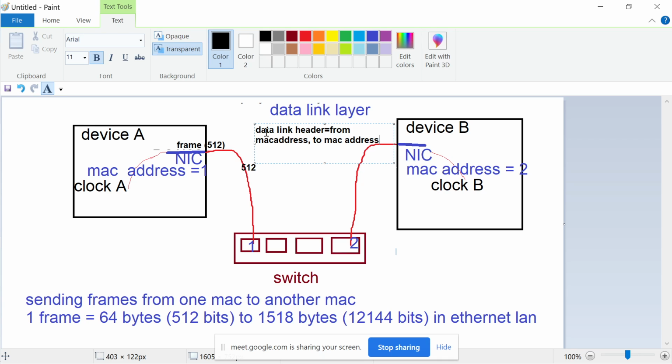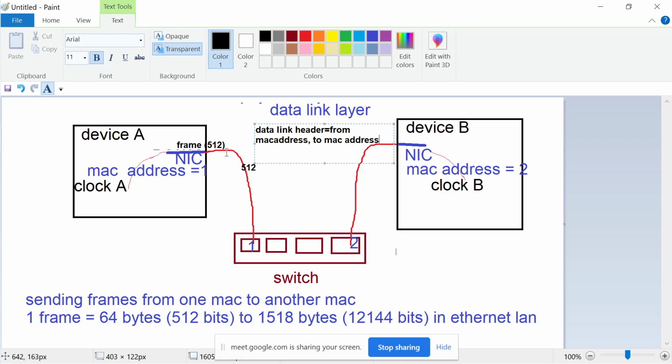When one data link layer wants to send data to another data link layer, it has to send in sets of 512 bits. Once these 512 bits are sent, it becomes one frame, and frames are what it sends and receives. If the data link layer wants to send data to the next layer, it is doing nothing but giving frames. This is my first frame, this is my second frame, this is my third frame.